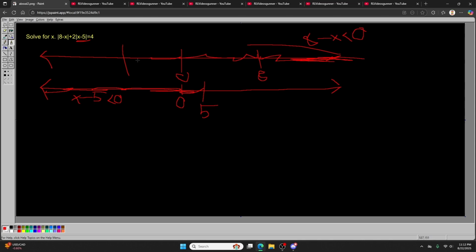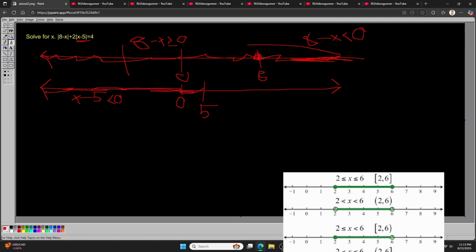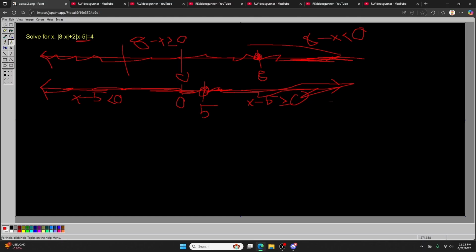And now on the other side, we're gonna do this in a different color, like so. You have 8 minus x greater than or equal to 0, includes this bit. Not here, this part would be an open circle. And then the same thing over here. x minus 5 greater than or equal to 0. So now, what do we have here?